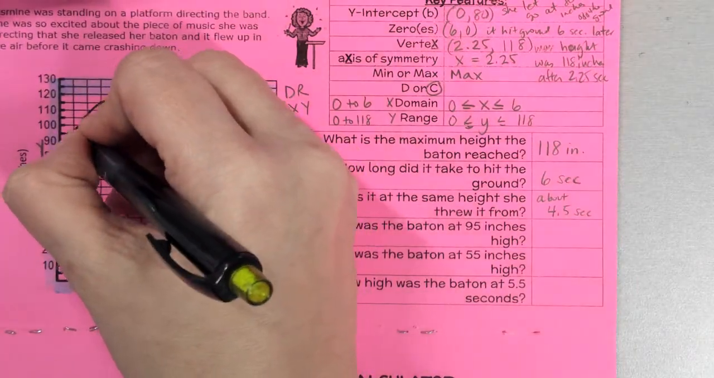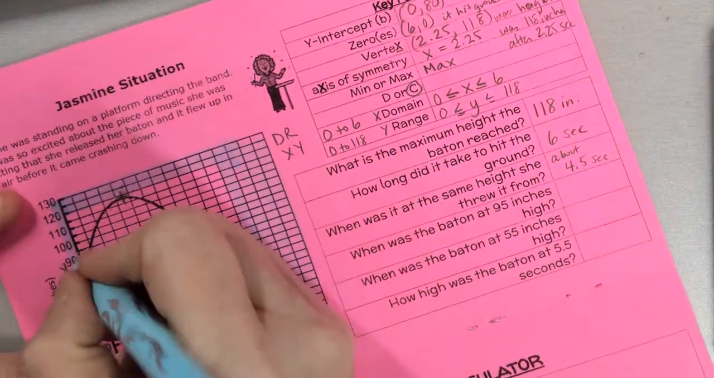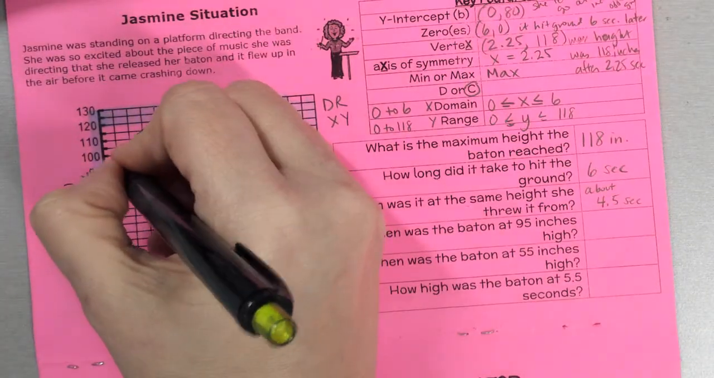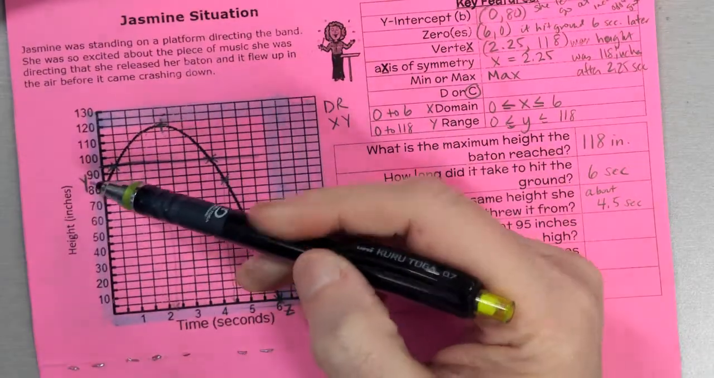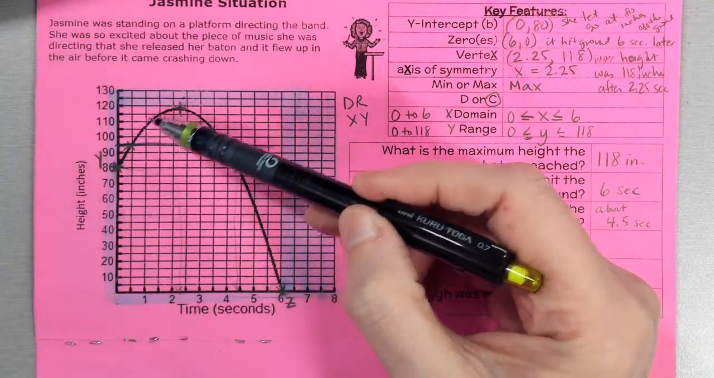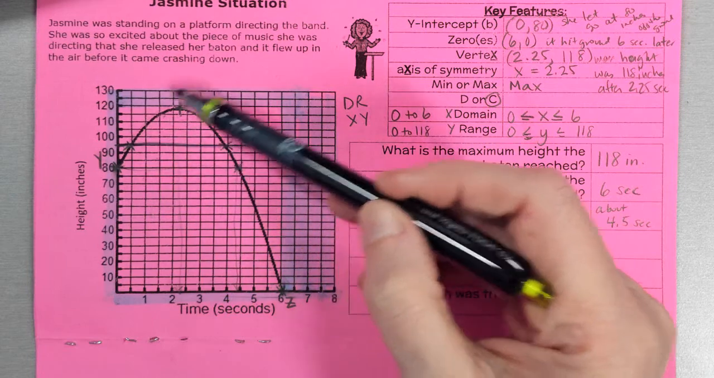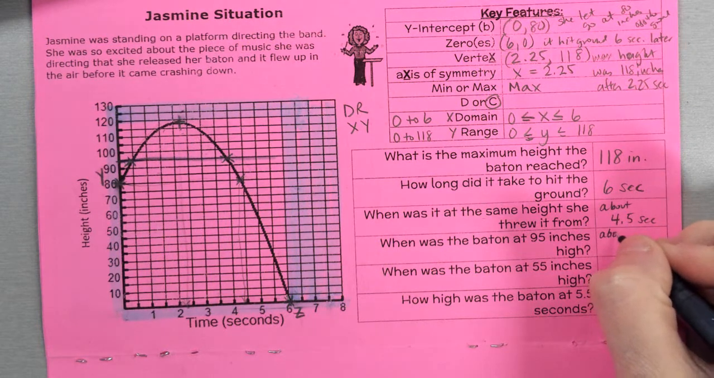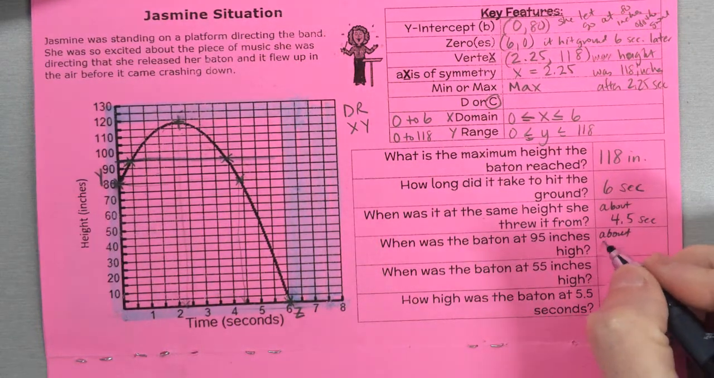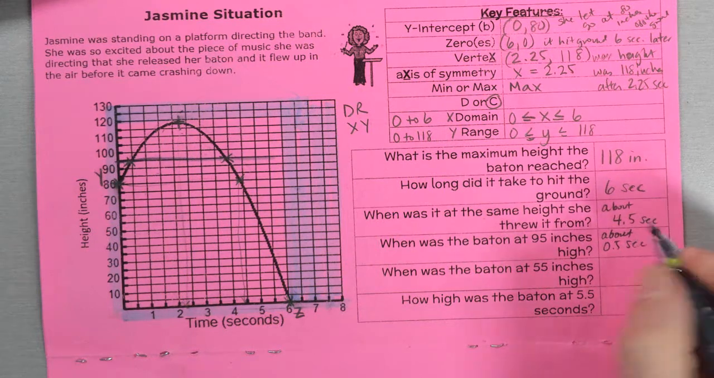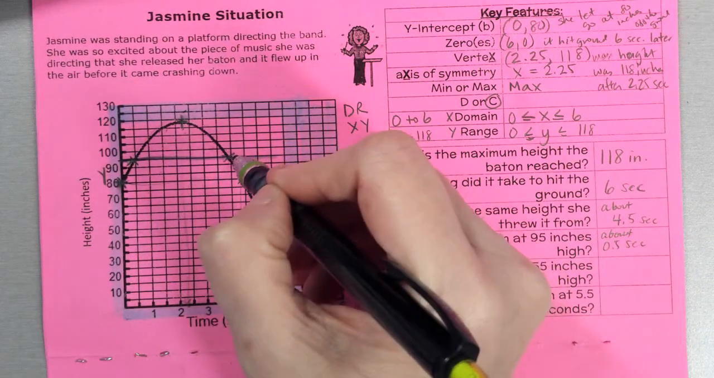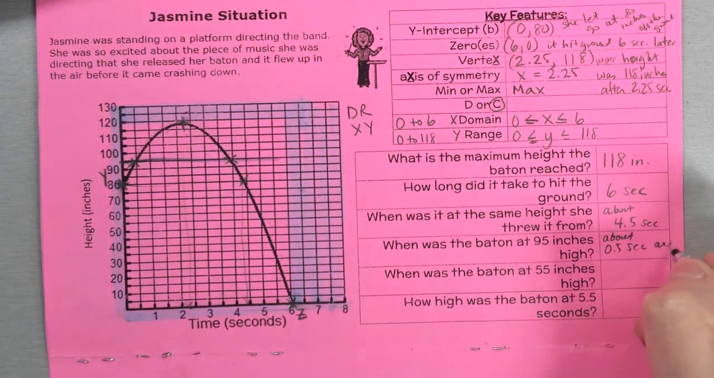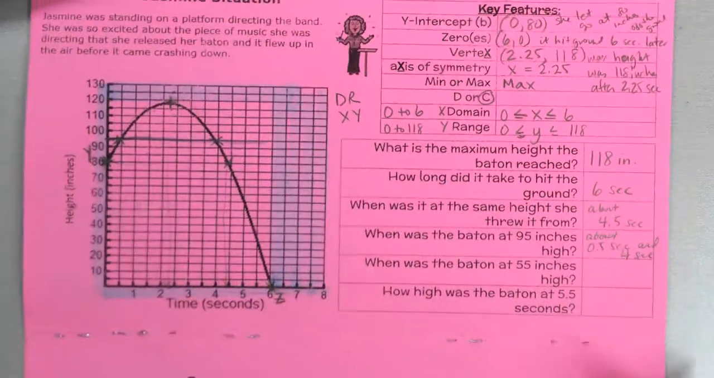Okay, well, here's 95 inches right here. So I'm just going to do a little highlight right here so we can see this. Well, look at that. It's got two values. Where was it 95? Because gravity. Because what goes up must come down. The first one was on its way up. The second one was on its way down. So at about 0.5 seconds, that was when it was going up, and then about 4 seconds when it was coming back down again.